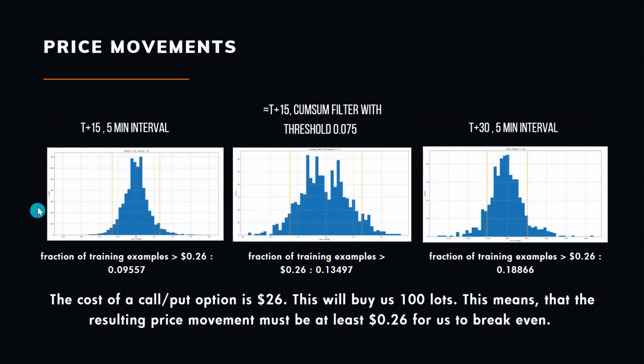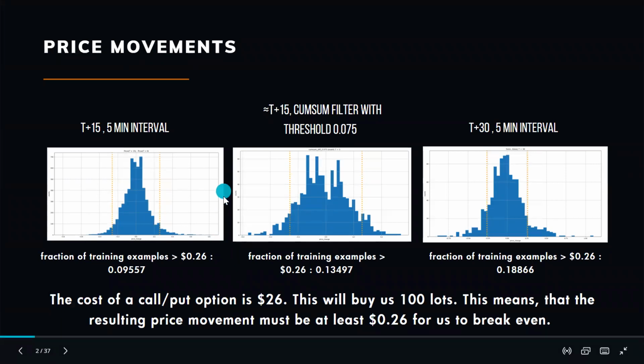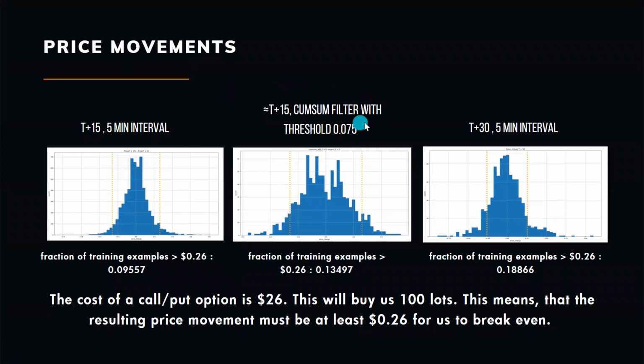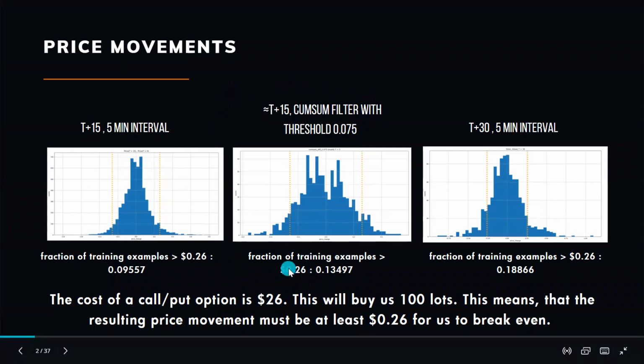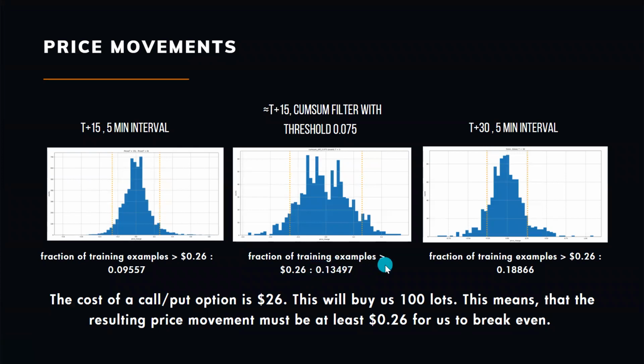So for the first model, we just predict 15 minutes later's price, and the percentage of profitable examples in the training set is only 10%. One way to overcome this is to use the Thompson filter, and this will make the profitable examples more, so the percentage becomes 13%. And for the third model, we predict 30 minutes later's price, and the fraction of profitable examples is almost 19%.